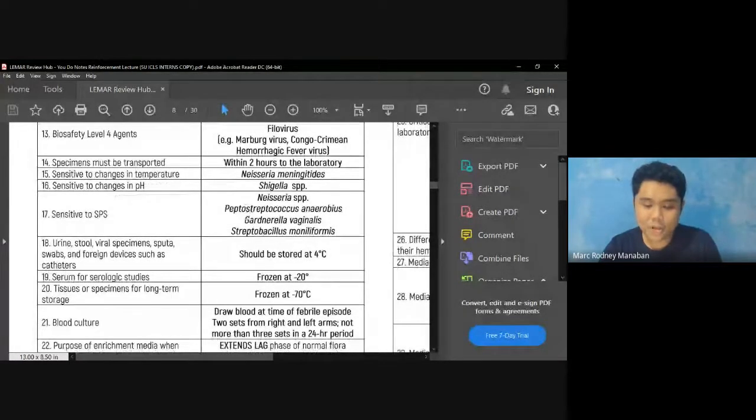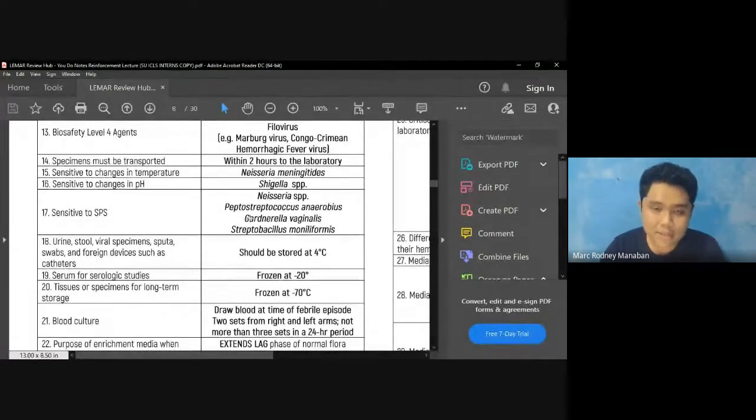Next, for urine, stool, viral specimens, and the rest, they can be stored at 4 degrees Celsius. But take note that for viral specimens, 4 degrees Celsius storage is best only if the specimen is delayed for no longer than 5 days. Okay? Now, for serum, it's best to be frozen at negative 20. And for long-term storage of tissues or specimens, negative 70.